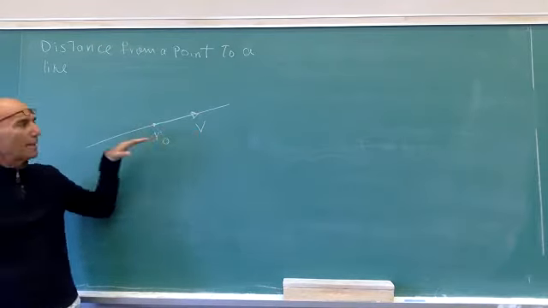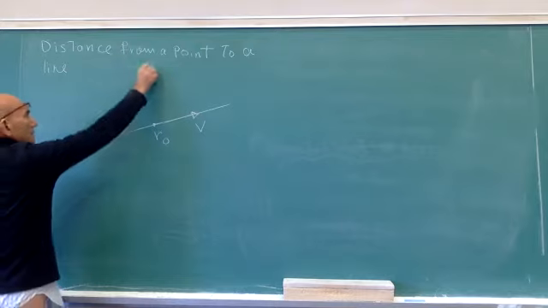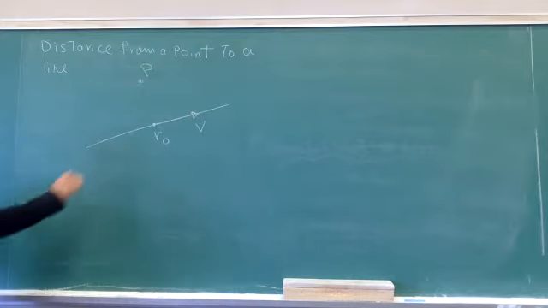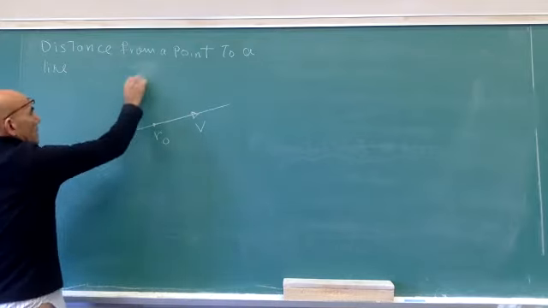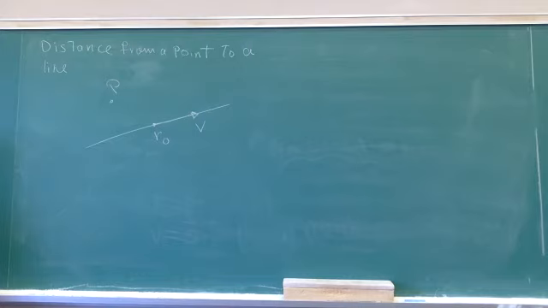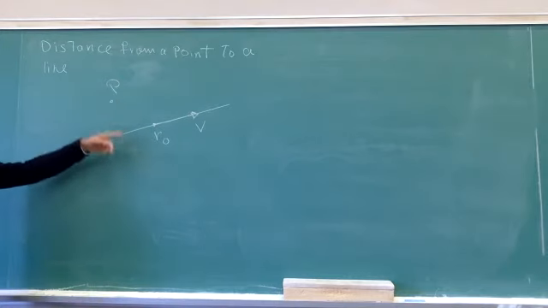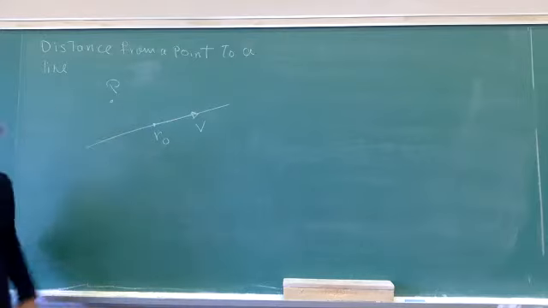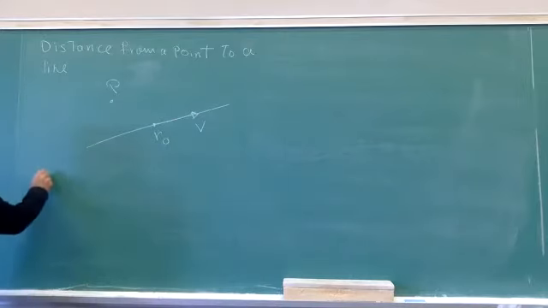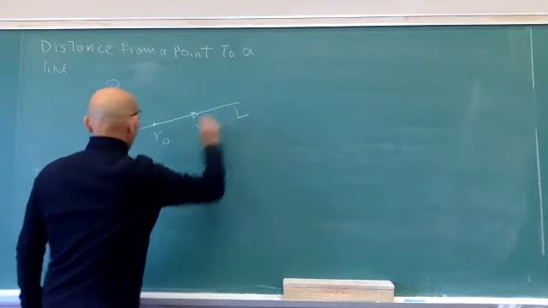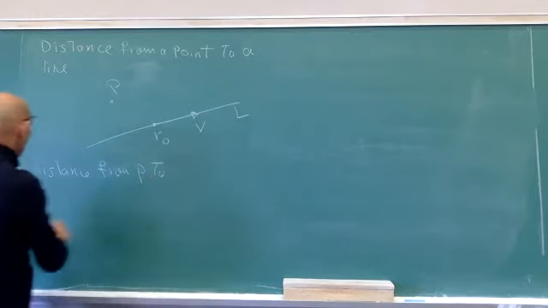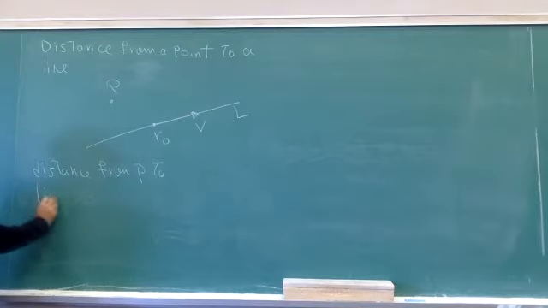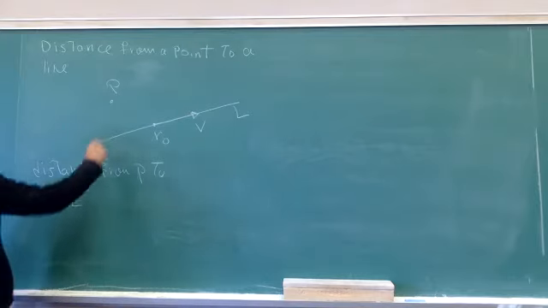And you have a point P outside. And what you want is the distance between P and the line. So that's the question: distance from P, I mean not P, from this line. So this line is L, from P to line L. So what is the distance?